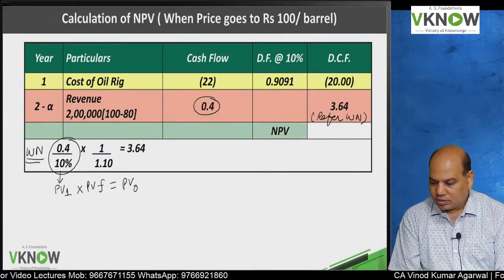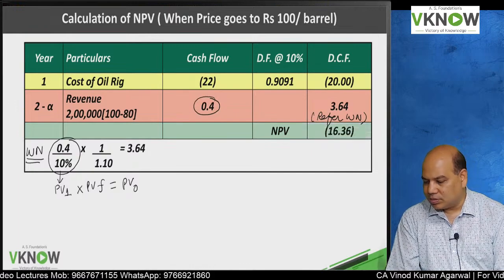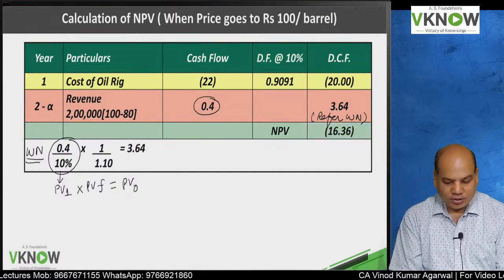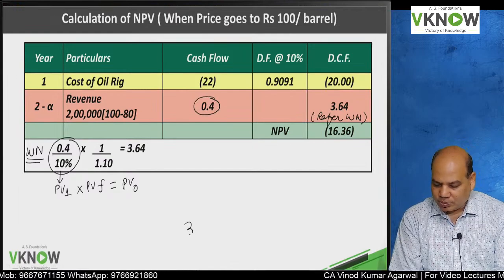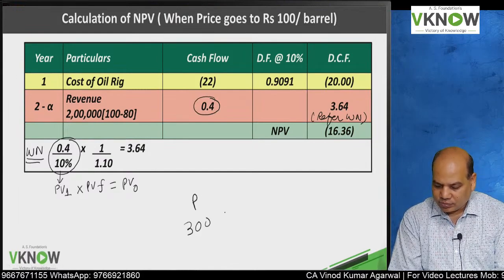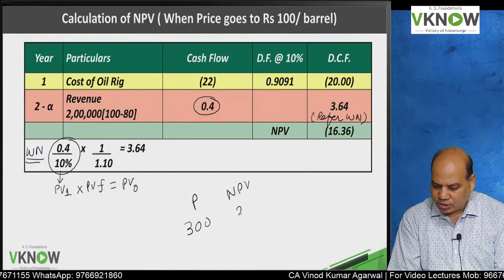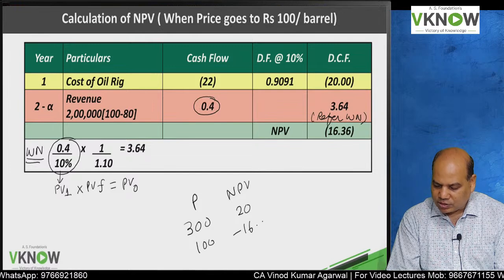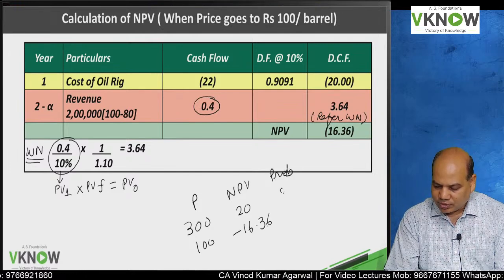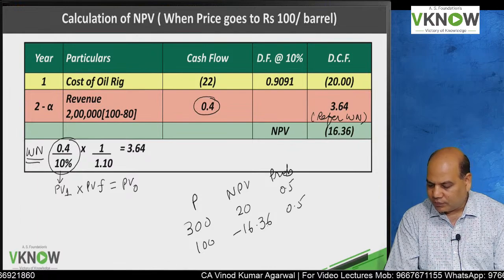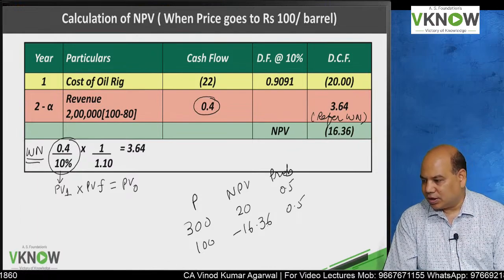So please tell me the total. 16.36 negative. When price was 300, NPV was 220. When price is 100, NPV is negative 16.36. The probability is 0.5. Okay.